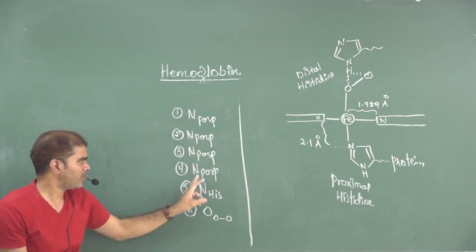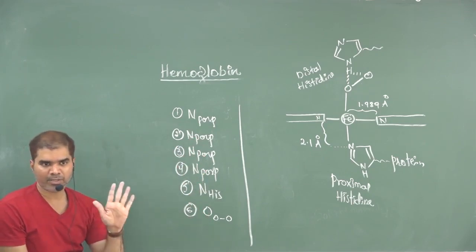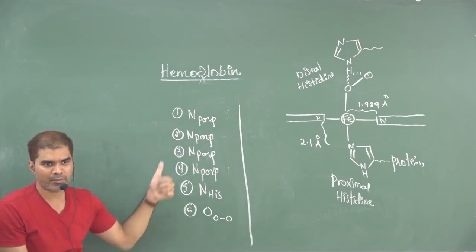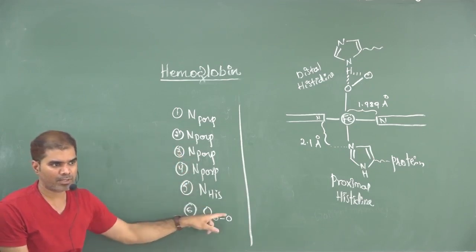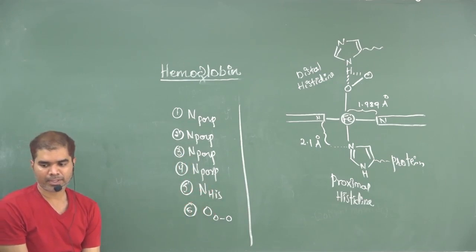1, 2, 3, 4, 5 nitrogens and 1 oxygen. In deoxy also 5 nitrogens, 1 oxygen from water; here 5 nitrogens, 1 oxygen from dioxygen. There is a difference. Okay, take down the point.